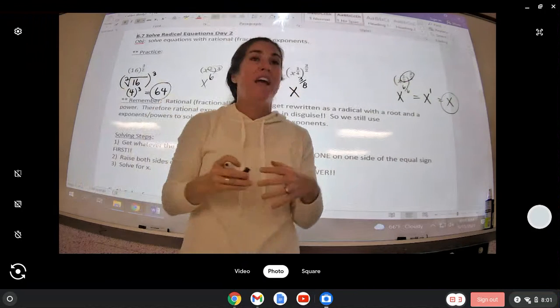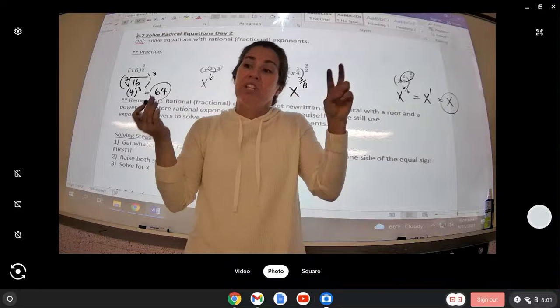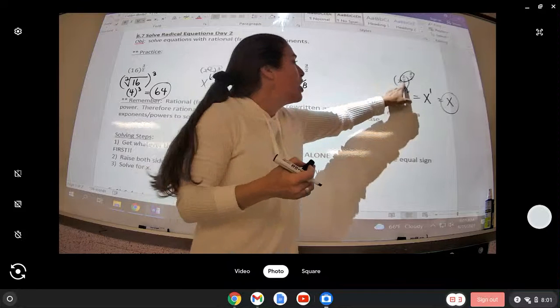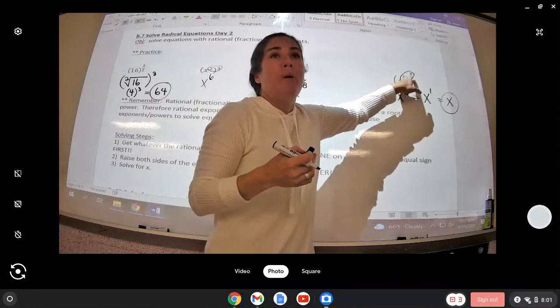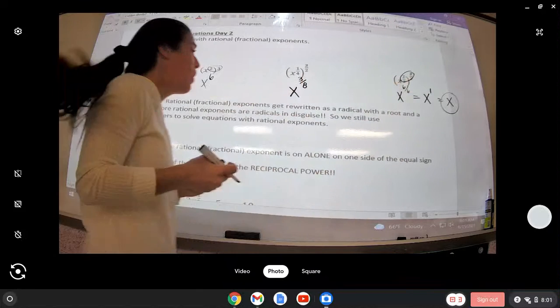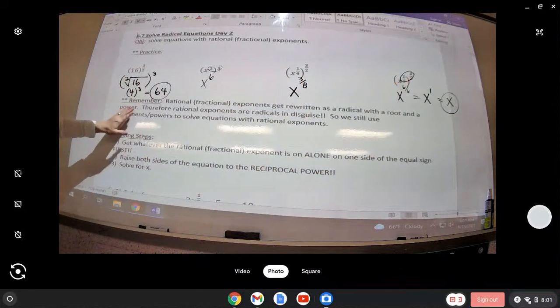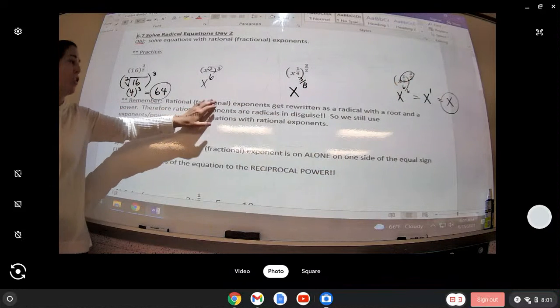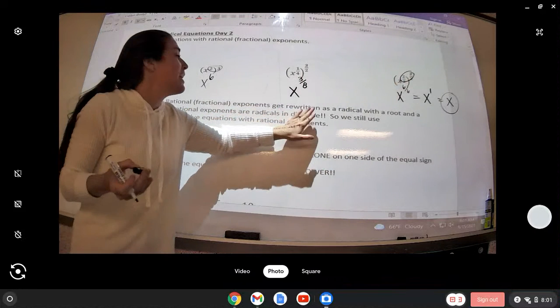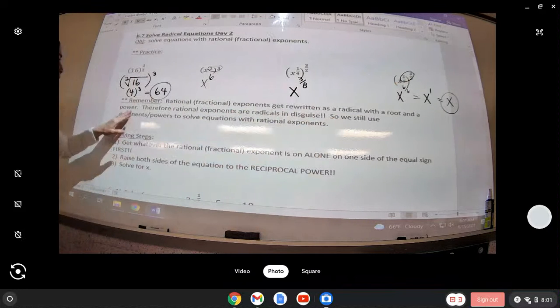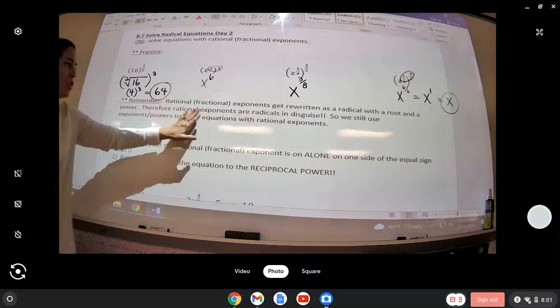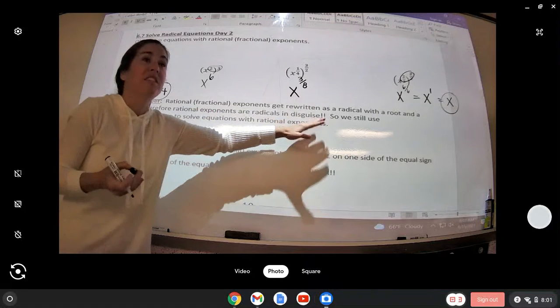If we want to get rid of a rational exponent, which is like a radical in disguise, we're going to raise it to that reciprocal power, and that will make that exponent go away. All right? So just remember, rational or fractional exponents get rewritten as a radical with a root and a power. I showed you that. They get rewritten as radicals. Therefore, rational exponents are radicals in disguise.